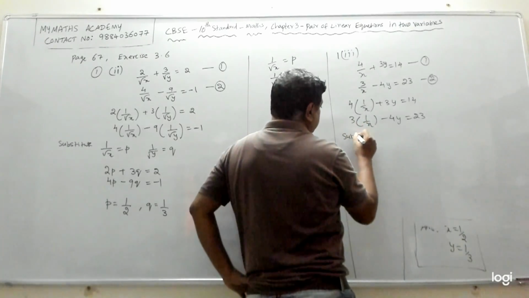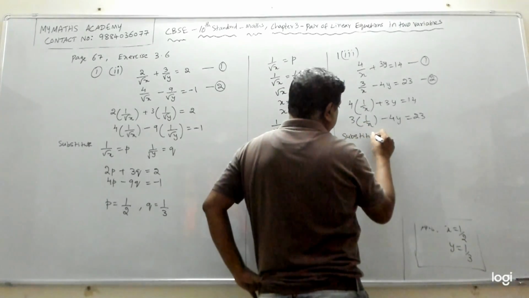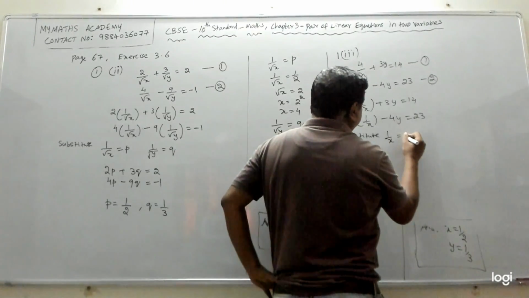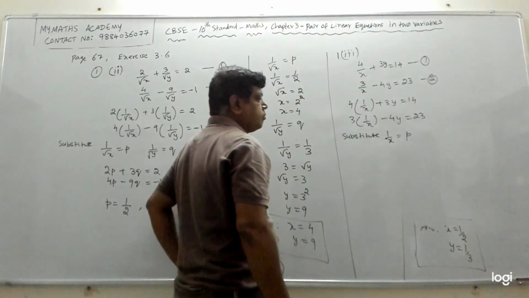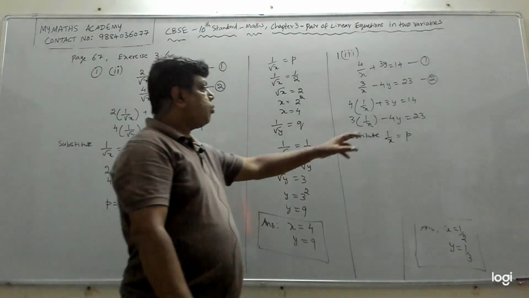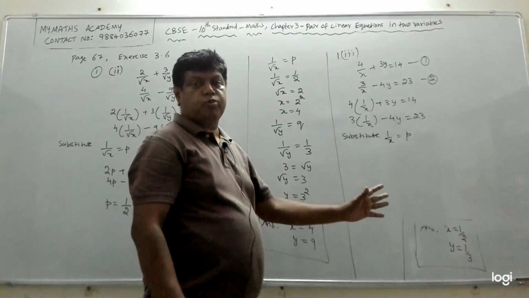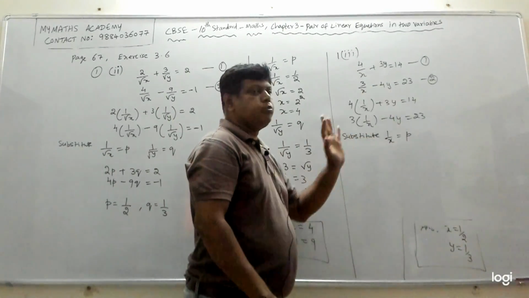We will substitute 1 by x as some variable. We will put 1 by x as some p, and for y, we need not make any substitution. We need not put any substitution for y because y is already in the numerator.